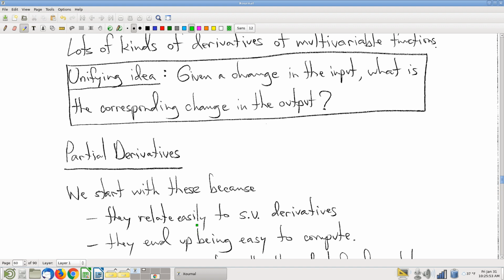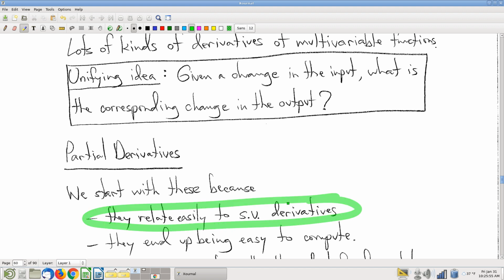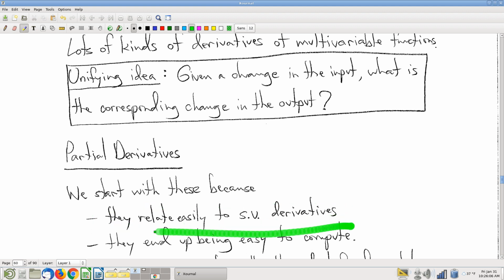They're highly relatable. That's wonderful. Right? This is good news. They're going to look a lot like single variable derivatives in ways that we'll talk about in the next couple of minutes. Here's another really good thing. They are super easy to compute. We're going to see that momentarily. Okay. That's all good news.